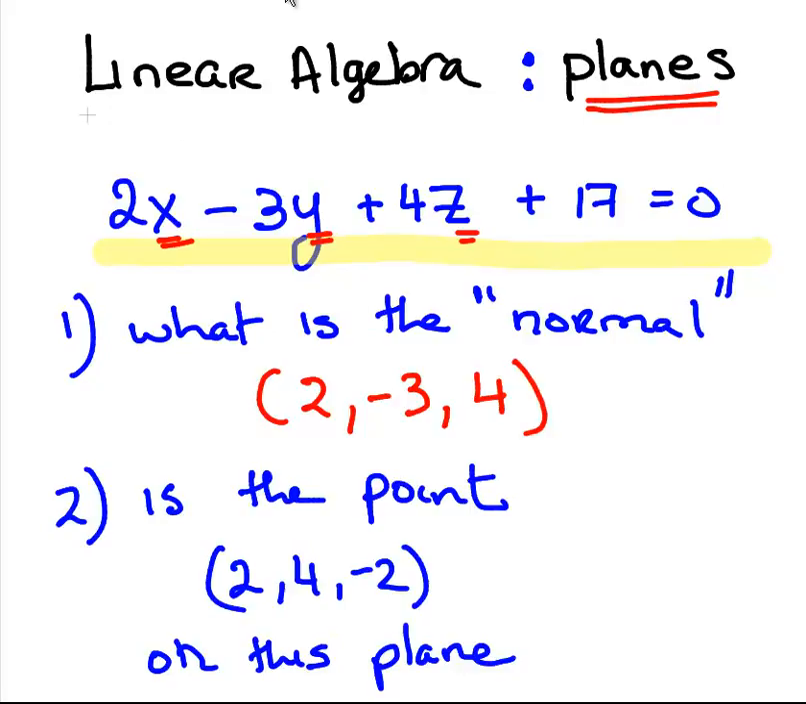Simple as that. Just pick them out from the equation: that one, that one, and that one. Okay, that's our normal. The next thing we have to do is answer a couple more questions. The second question is: is the point 2, 4, minus 2 on this plane? I have another similar one afterwards.